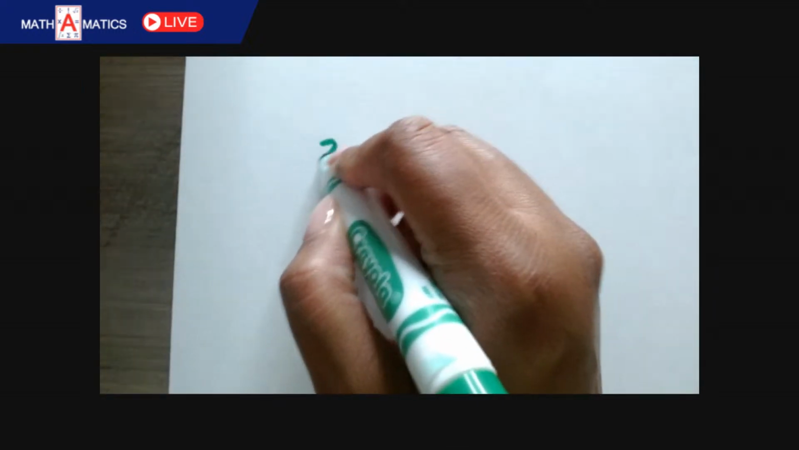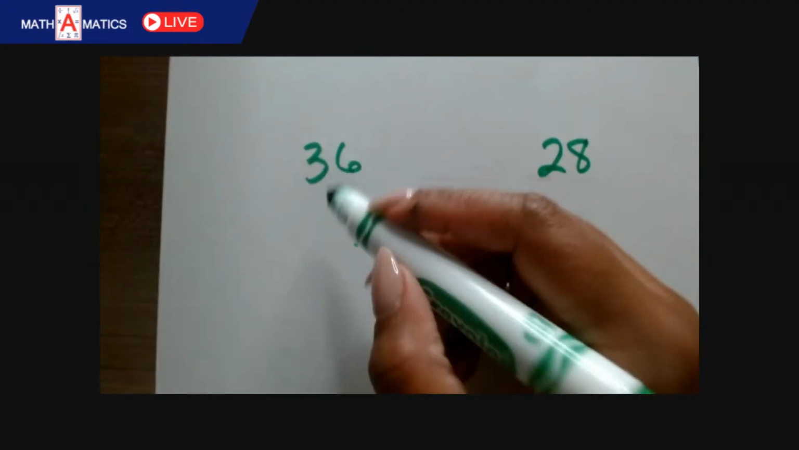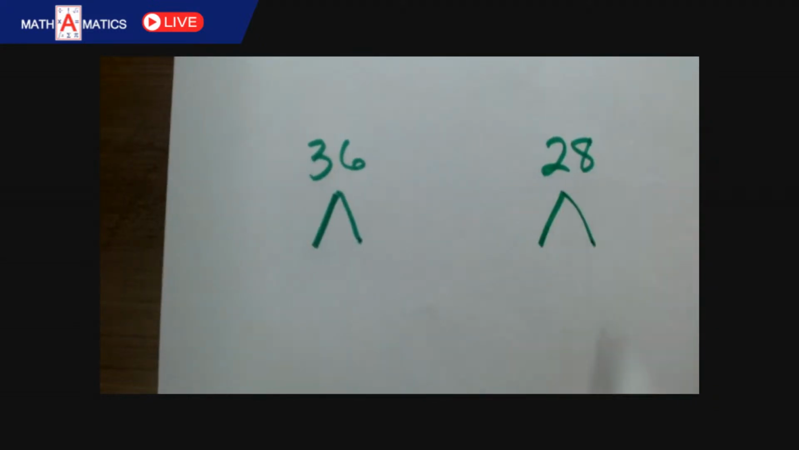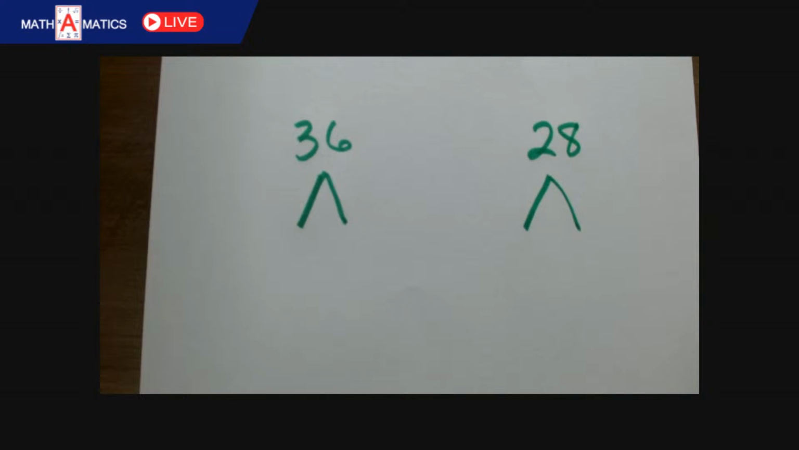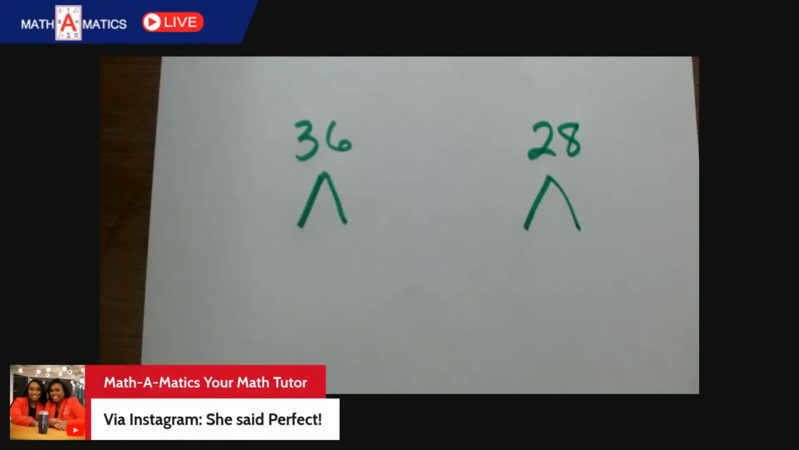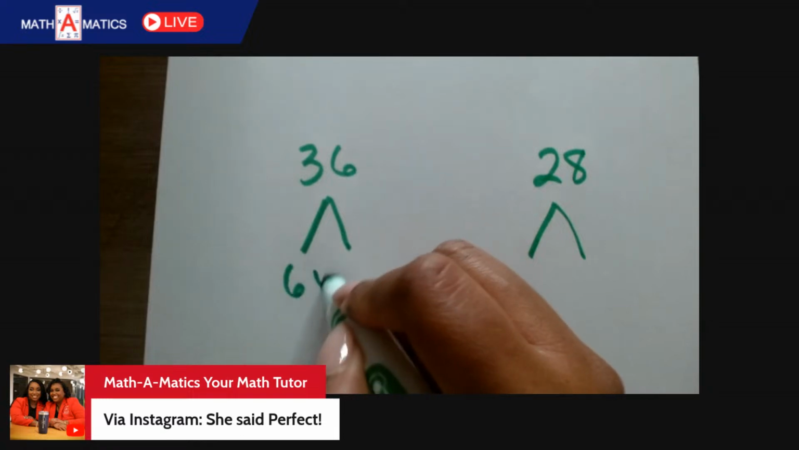All righty, thank you. All right, let's do 36 and 28. So 36, 28. All right, so we know, and actually I'm going to let the audience tell me, what times what gives me 36? All right. Thank you, whoever from Instagram. We appreciate you participating tonight. All right. 6 times 6 gives us 36.